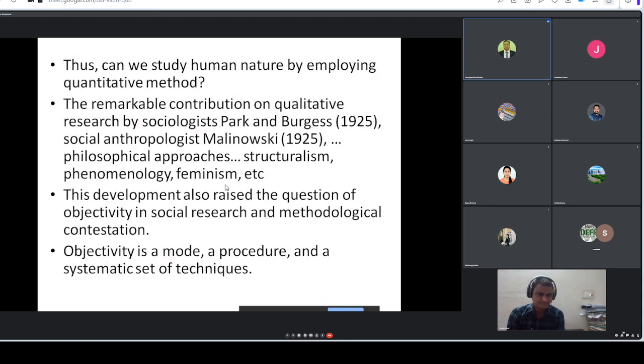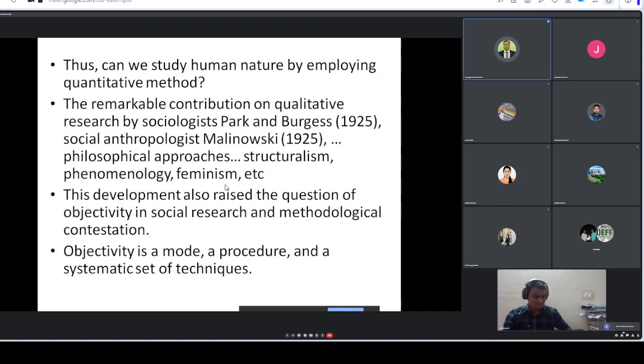21st century, then in the new millennium, starting with the contribution of Parks and Perkins way back in 1925, and then Malinowski, like sociologists and social anthropologists. And then there are different approaches in social science, like the philosophical approach. Can we study philosophy? Can we study the human mind by using quantitative methods? So we can ask so many questions, as different approaches came up in the last two centuries.